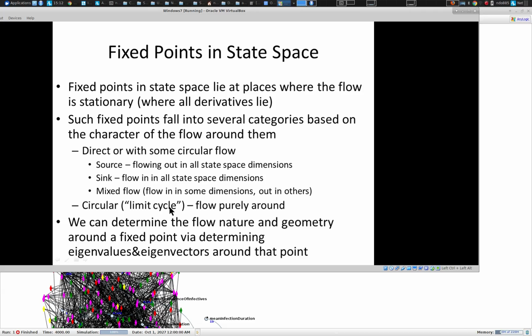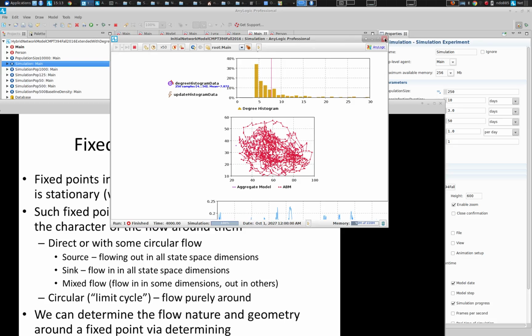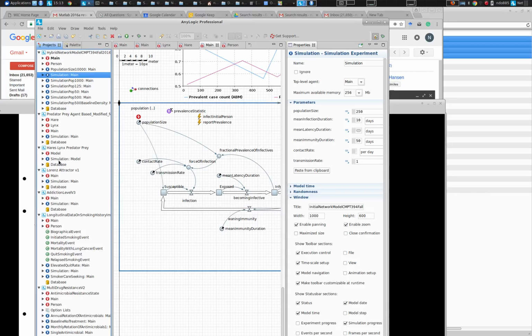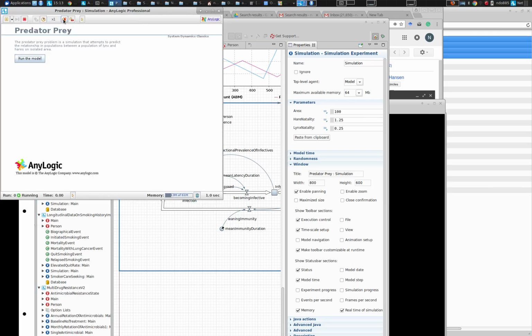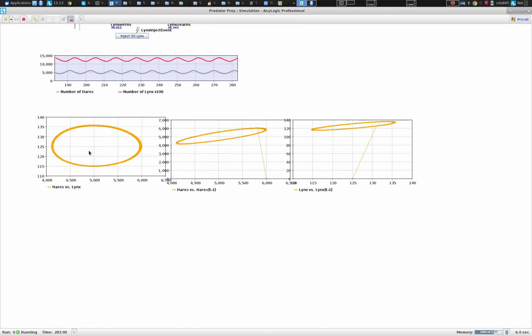In other cases, we may have what's called the limit cycle, which is actually where we simply get cycling around a certain point. And we saw that earlier with the predator-prey model. So if we go back to the first predator-prey model here, the hares, lynx, predator-prey, what we're going to see here is a limit cycle. It's circling around a fixed point. It's not getting sucked into one that's completely fixed. Rather, it's cycling ad infinitum.